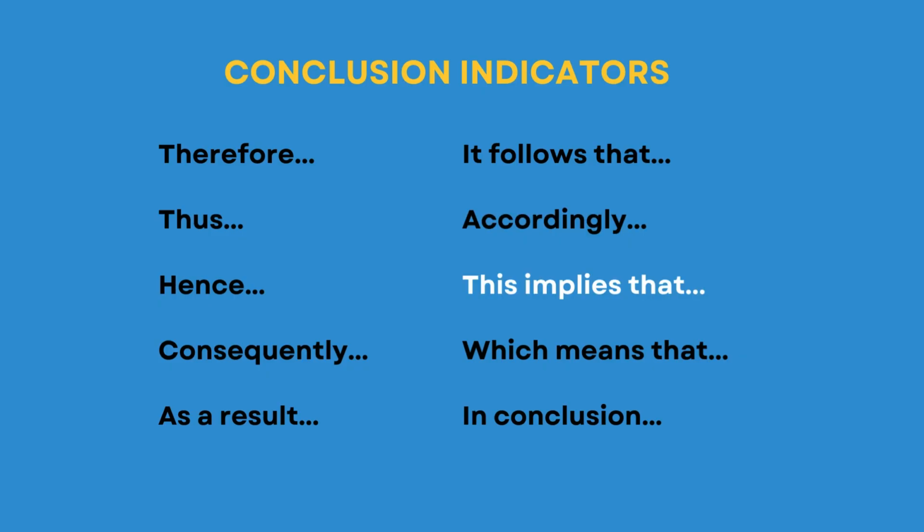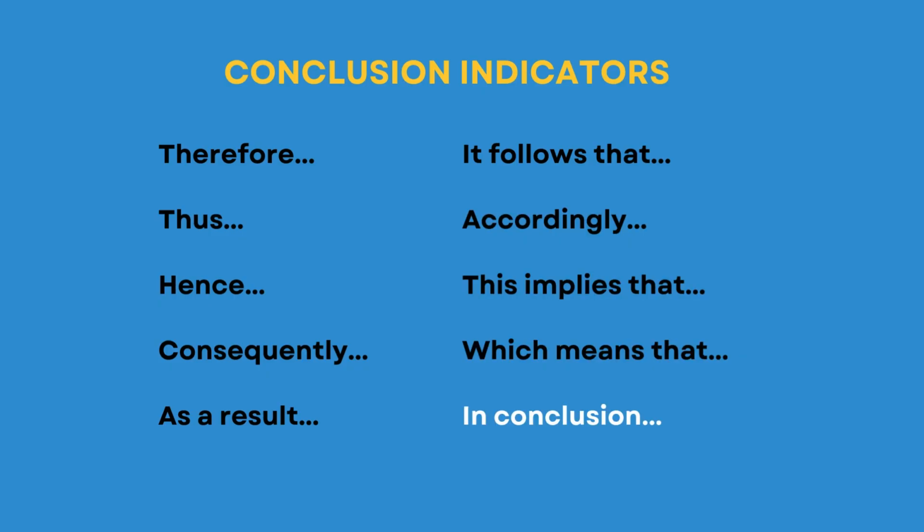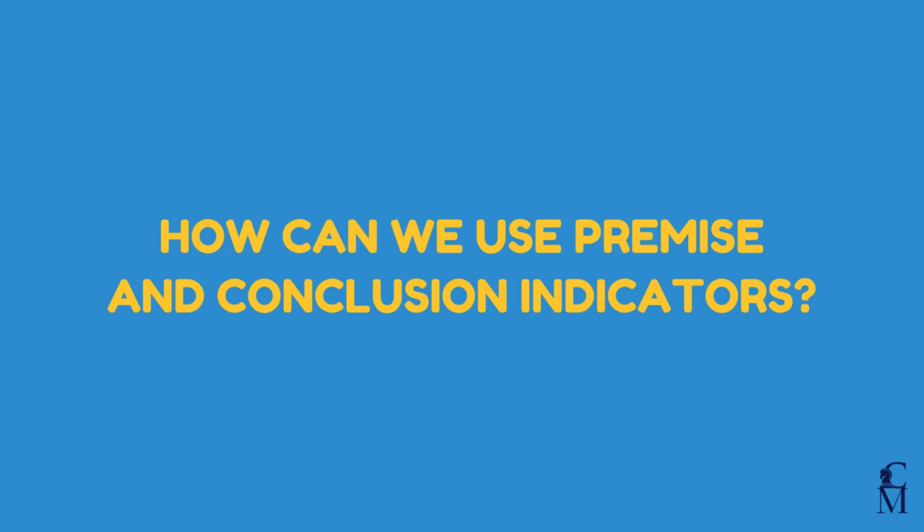This implies that, which means that. In conclusion, how can we use premise and conclusion indicators? Now that you know a bit about what premise and conclusion indicators are and what they do, let's talk about how we can use them.